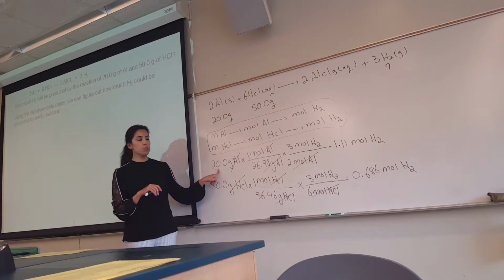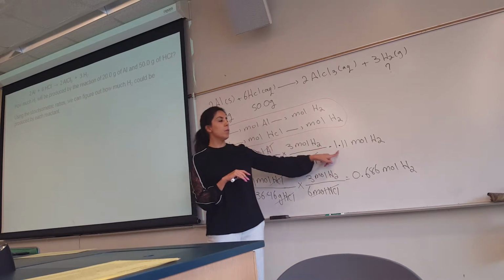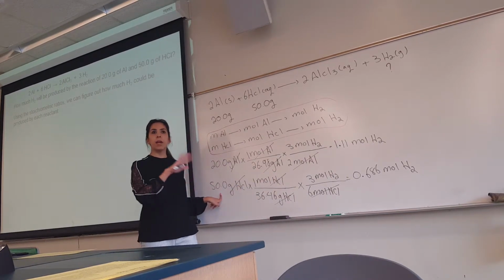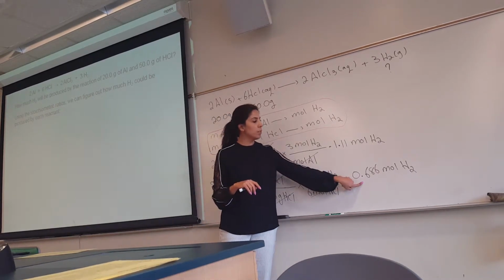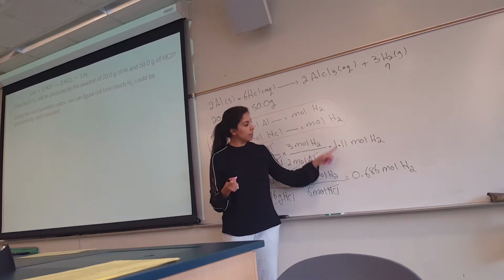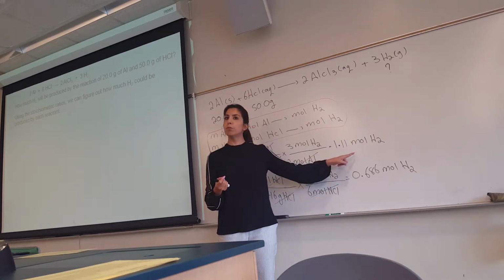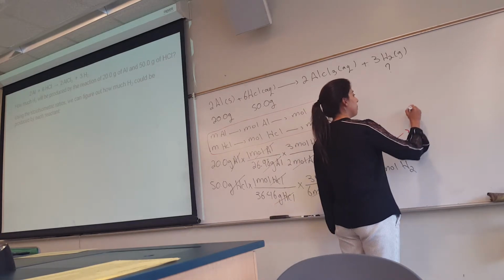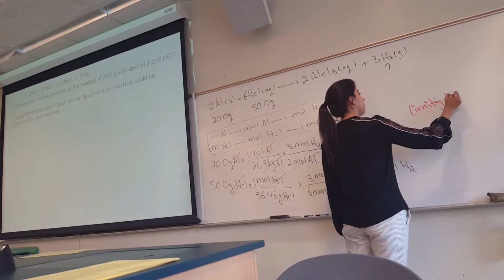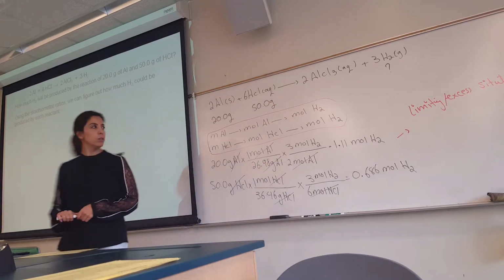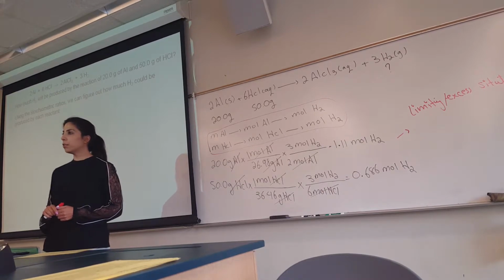So, watch me here. Assuming that 20 grams of aluminum reacts completely with hydrochloric acid, I would expect to get 1.11 moles of hydrogen gas. Now, assuming 50 grams of hydrochloric acid reacts completely with aluminum, I would expect to get 0.686 moles of hydrogen gas. Now, how do I interpret this? The fact that I'm not getting the same amount of hydrogen gas, whether in moles or grams, tells me that there is a limiting-excess situation here. It means that aluminum and hydrochloric acid are not given to me in a stoichiometric ratio.